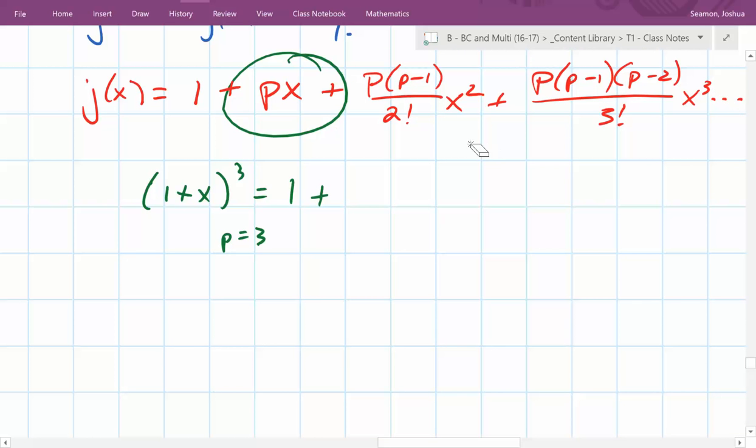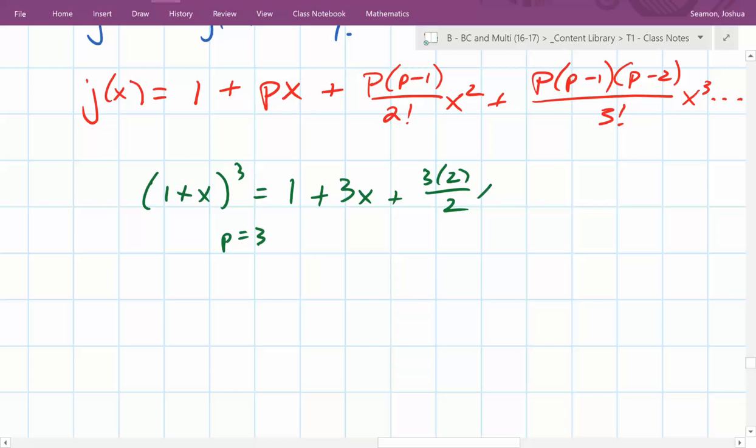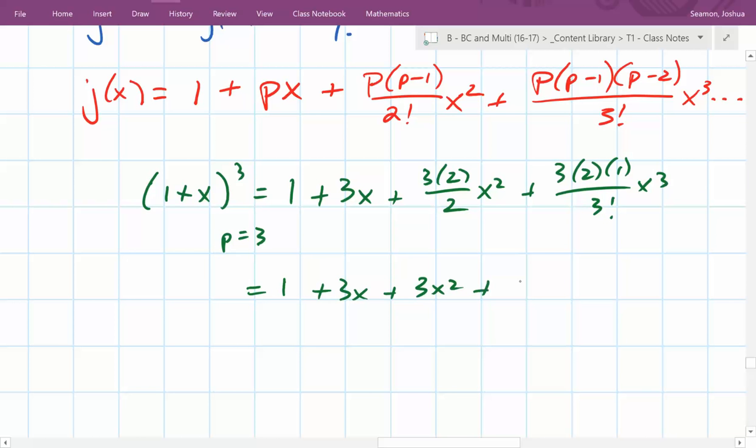Oh, so 1 plus 3x. You're plugging in 3 for p. Plus 3 times 3 minus 1 over 2 factorial x squared, there we go. Plus 3 times 2 times 1 over 3 factorial x cubed, right? Does this simplify? Yeah. 1 plus 3x plus 3x squared plus x cubed, because they cancel, right?